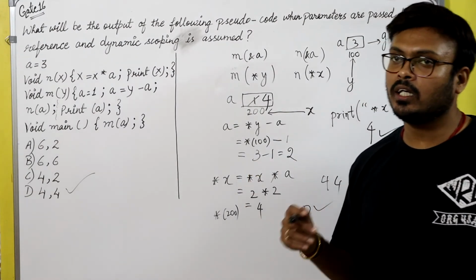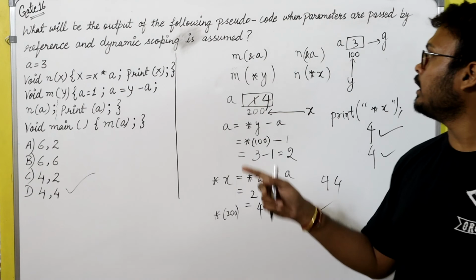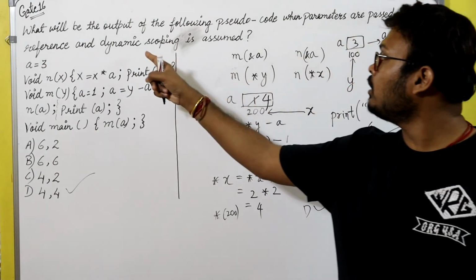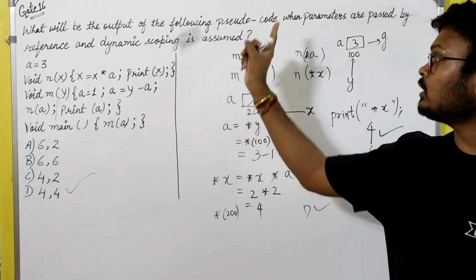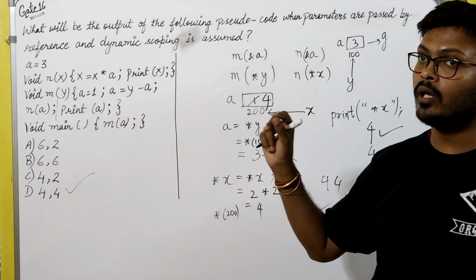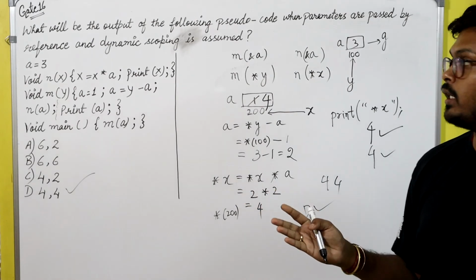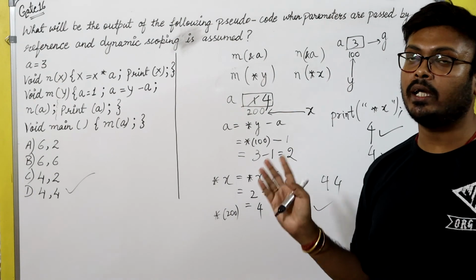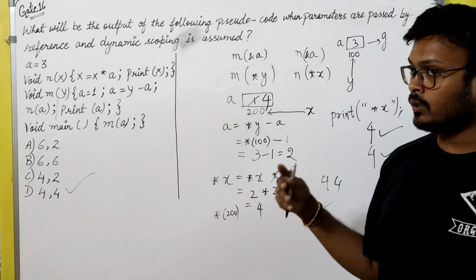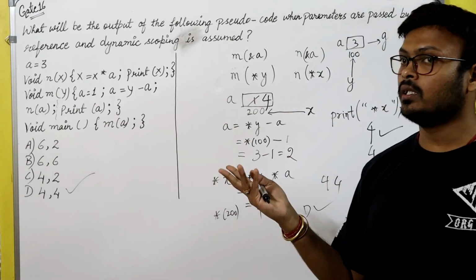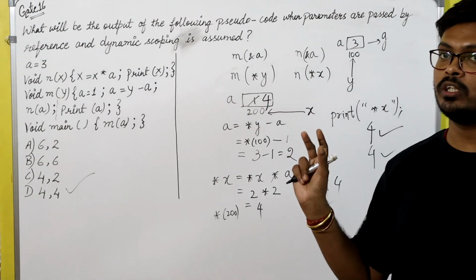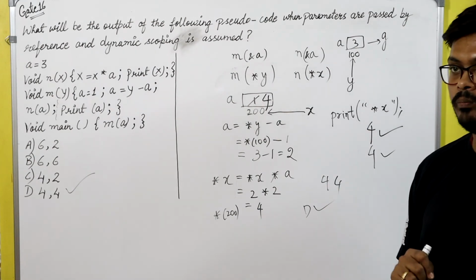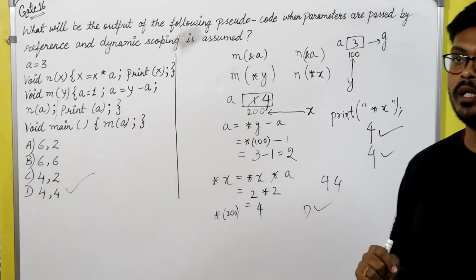So you should be very careful about what is written in the question. Here call by reference and dynamic scoping is used. But in case of static scoping, the answer would have been completely different. So be very careful. Don't make any pre-assumption, don't just take it as static scoping by default. Just read the question carefully: what data is given and what they are asking. Okay, so let's move to the next question.